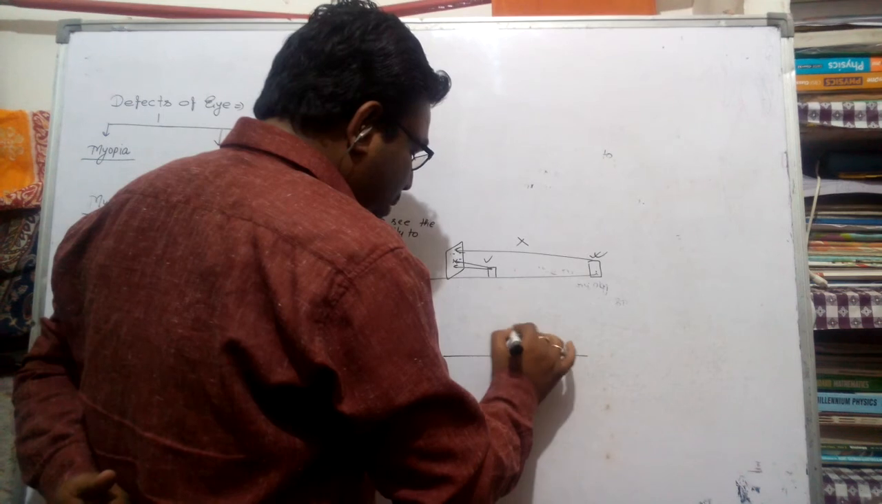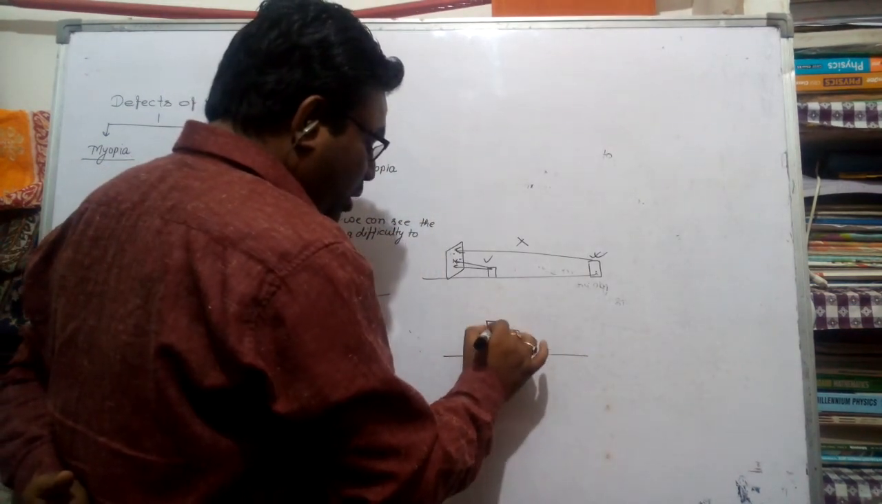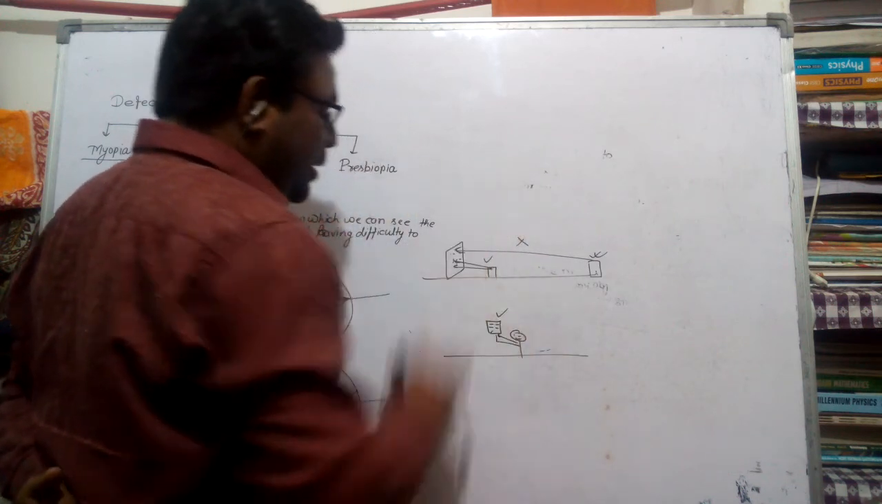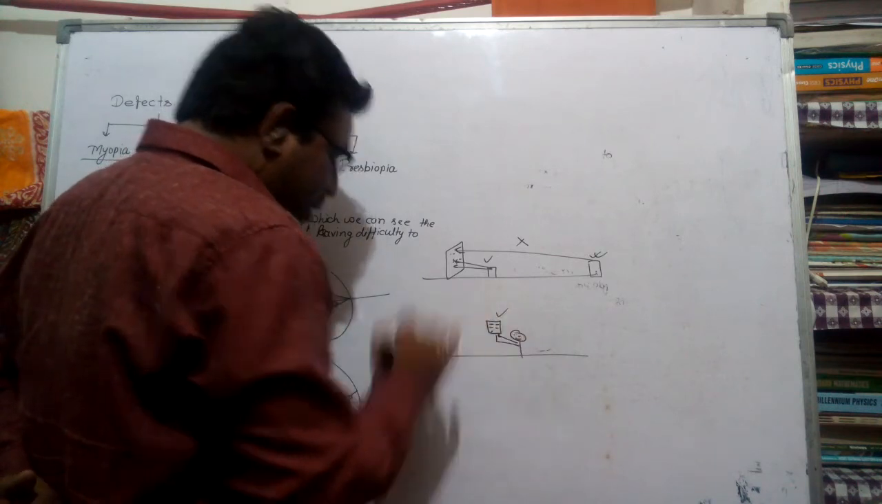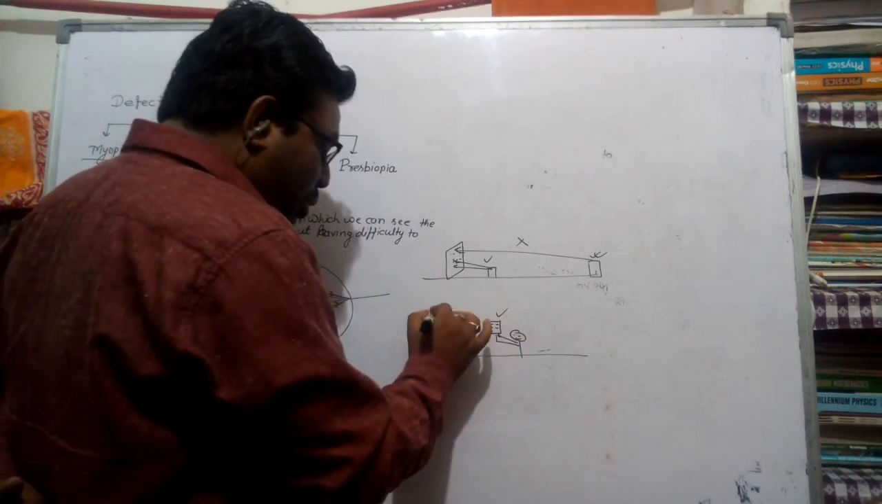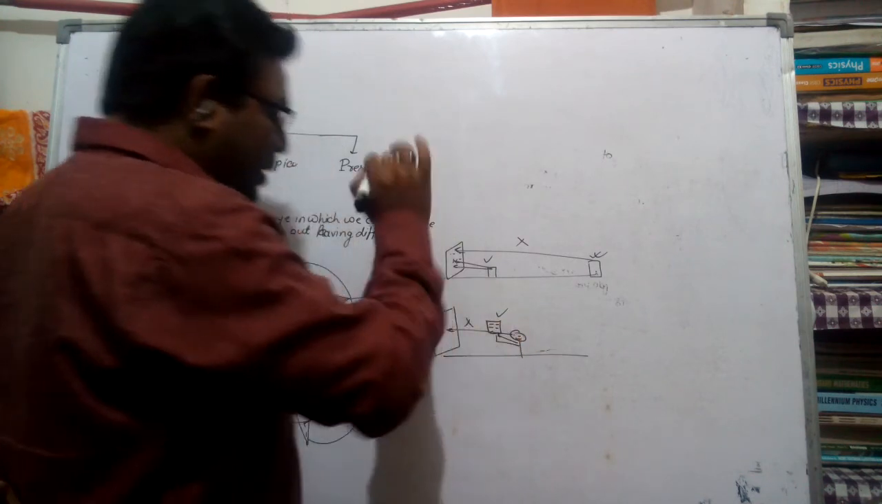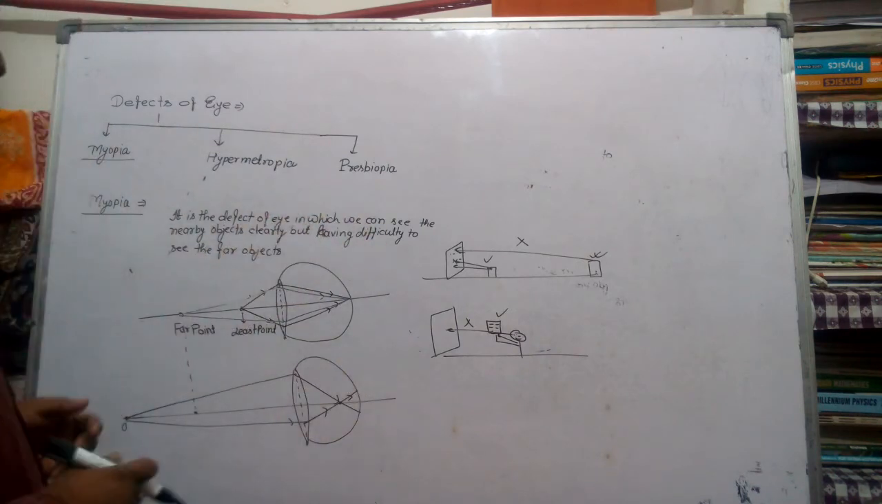Once again, one point. This student, when he reads his book or her book, okay beta, it is clearly read. But when the student sees the board, beta, it is not seen clearly. Again, the student has myopia. Understood beta?